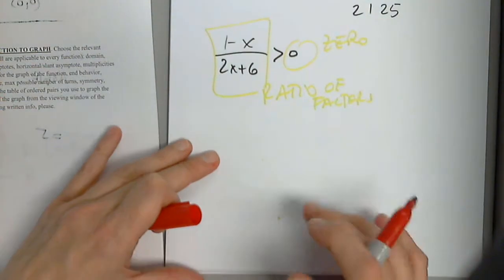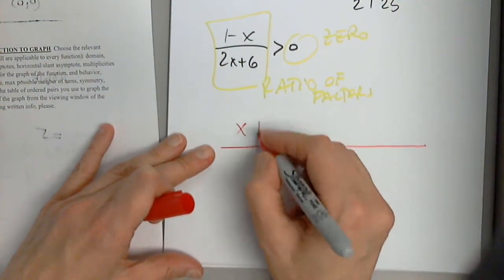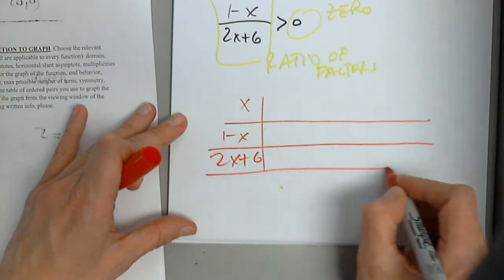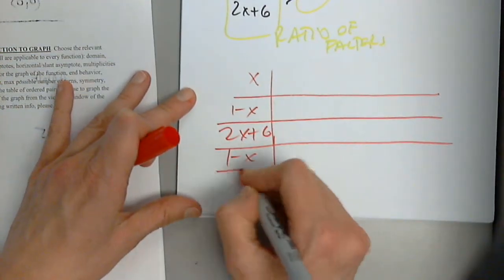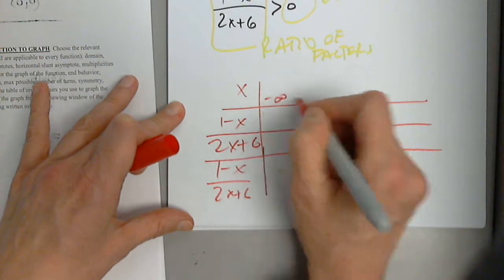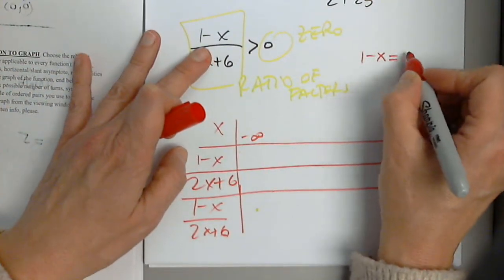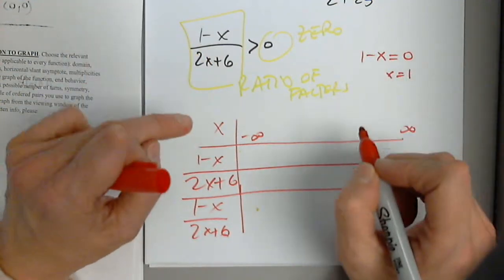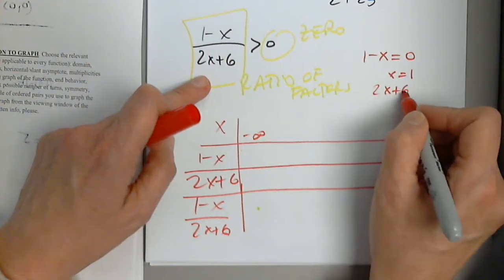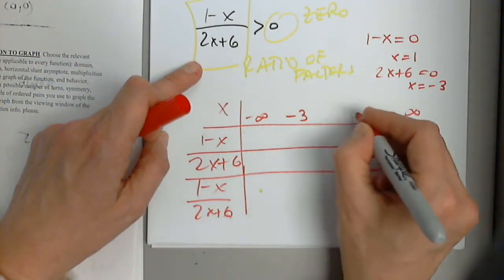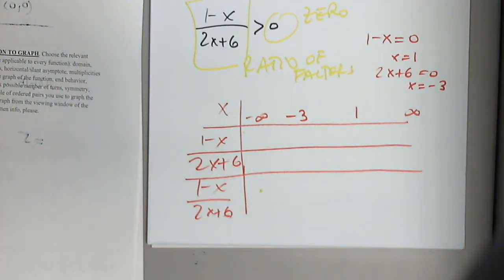Okay. So x, 1 minus x, 2x plus 6, and 1 minus x over 2x plus 6. Which are the numbers for the top? 1 minus x equals 0 means x equals 1. For the bottom, 2x plus 6 equals 0, x equals negative 3. So I have to put them in the correct order. Negative 3 first, and 1 follows.